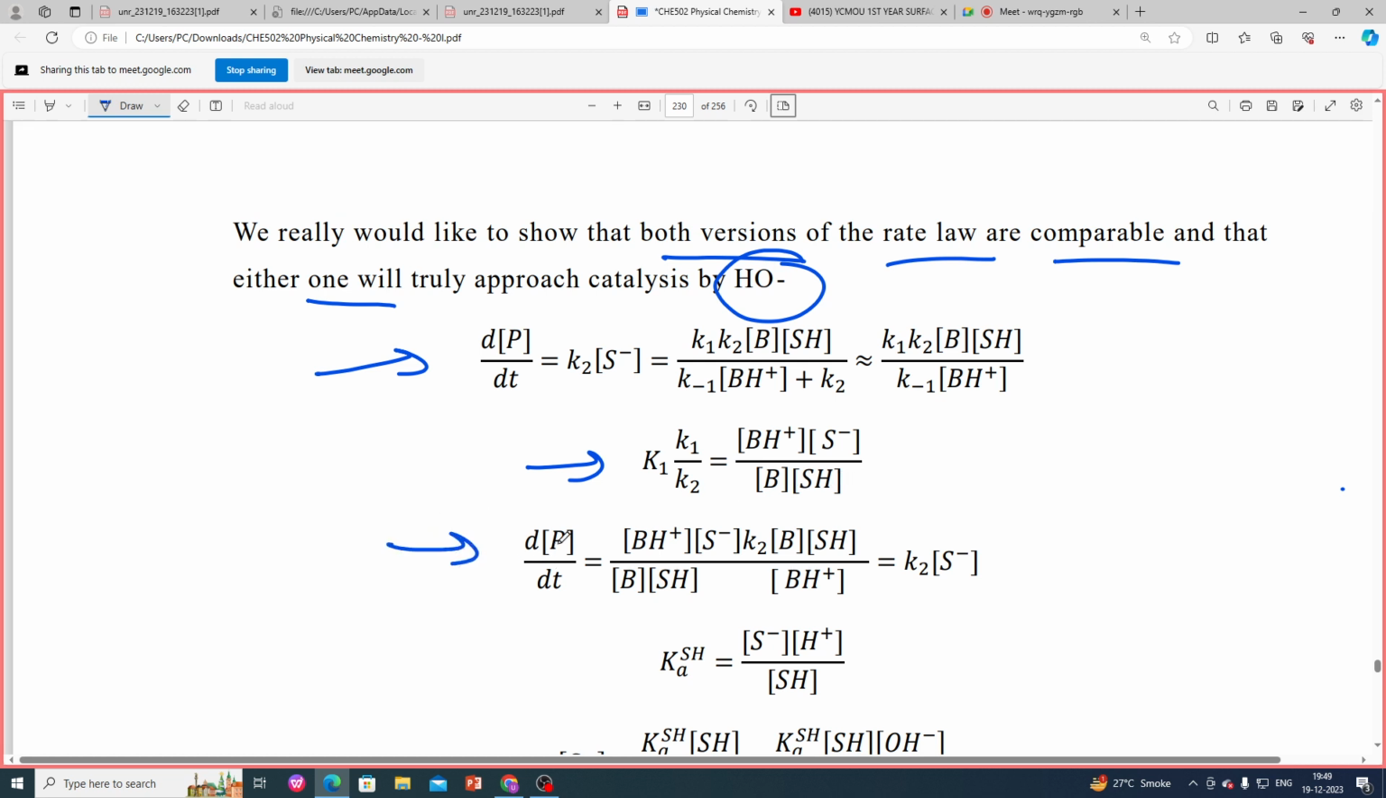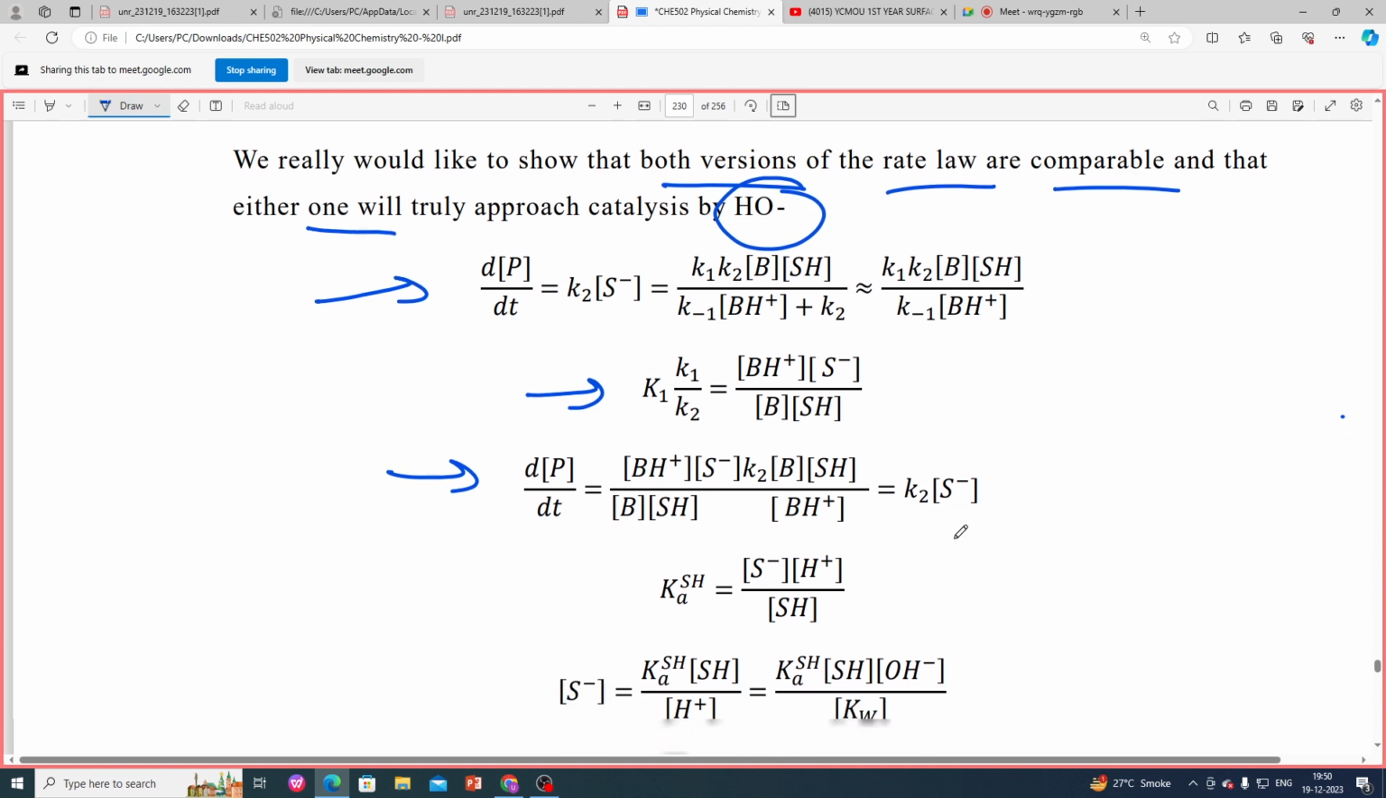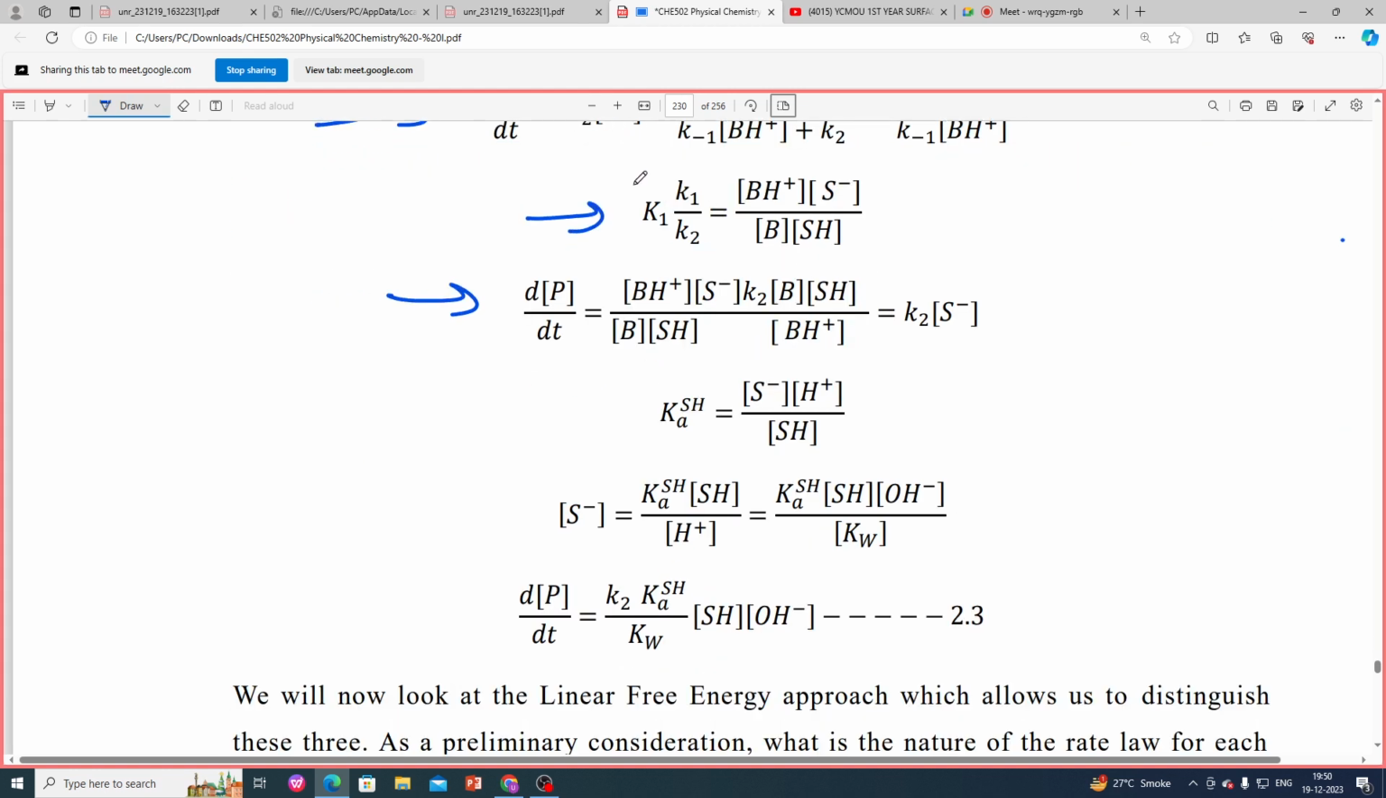You can write here dP by dt which is equal to BH plus S minus concentration of B concentration of SH K2 B concentration of SH divided by concentration of B. ओके, ये देखो यहाँ क्या हुआ है. Which is equal to K2 S minus. Yes, again यहाँ पे K2 S minus आया देखो, ये जो टर्म दिया है ना सबको मिला के दिया हुआ.